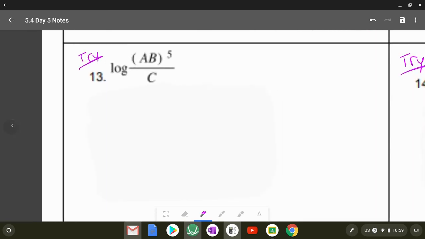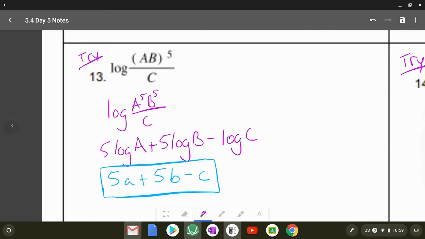For number 13, again, just like we did, expand it. We have 5 log of A plus 5 log of B minus log of C. And then again, use the key at the top of the problems to replace log of A, log of B, and log of C.